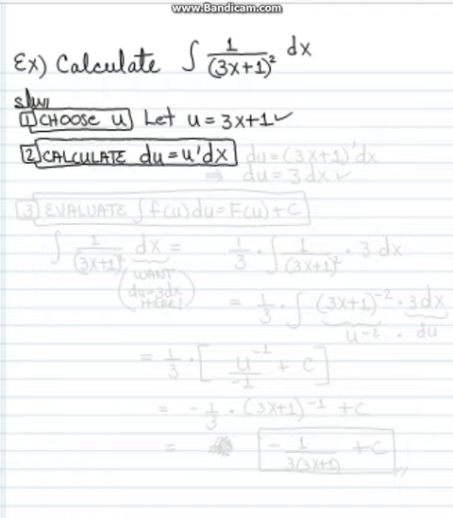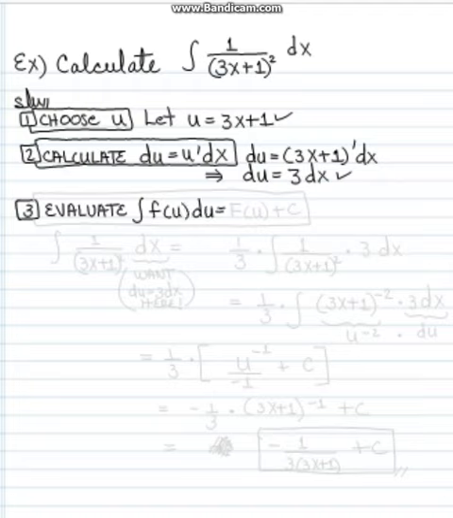Step 2, calculate the differential du, which we know by definition is equal to u prime dx. So du is the derivative with respect to x of u, which is 3x plus 1, times dx. So du is equal to 3 plus 0, or just 3 dx. Okay, step 3, evaluate the integral as f of u du equals capital F of u plus C, the antiderivative.